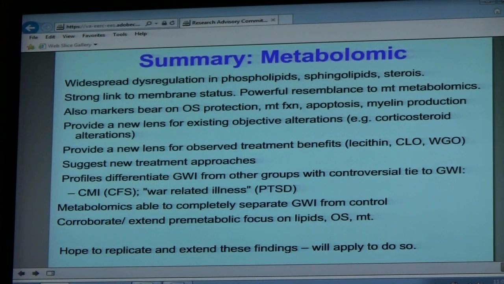These metabolomic data were able to completely segregate or differentiate Gulf War illness cases from controls, and they corroborate and extend the pre-metabolomic data focused on lipids, oxidative stress, and mitochondria. And we hope to replicate and extend these findings, at least we're applying to do so. And thanks very much to the Biorepository Consortium effort referred to before. Dr. Sullivan and Dr. Klimas have kindly offered to participate in a proposal to replicate and extend these findings.